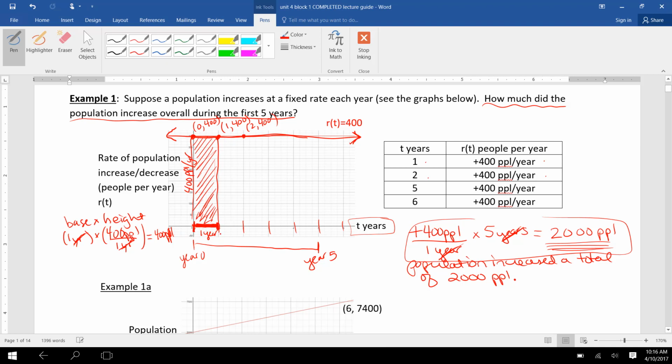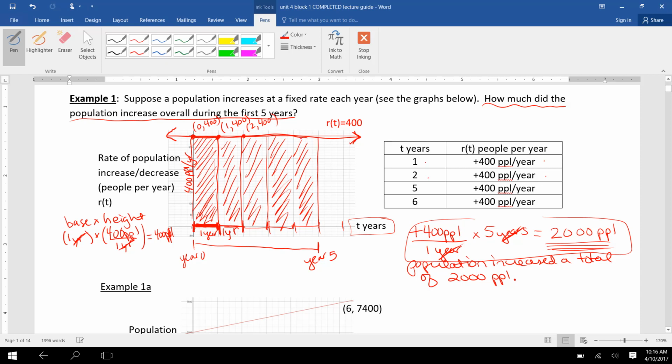And then you could do it again. From year 1 to year 2, another 1 year has passed, and another 400 people per year. And then another from year 2 to year 3, and year 3 to year 4, and year 4 to year 5. Every time another year passes, we're finding another 400 people per year for 1 year. So we add another 400 people to the population.